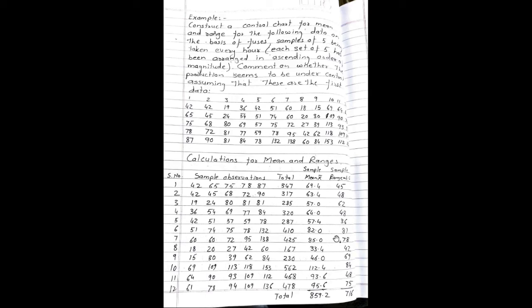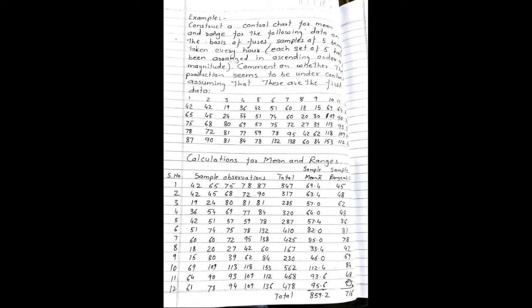132 minus 51, range becomes 81. 138 minus 60, range becomes 78. 60 minus 18, range becomes 42. 84 minus 15, the range becomes 69. 153 minus 69, range becomes 84. 112 minus 64, the range becomes 48, and 136 minus 61, the range becomes 74.